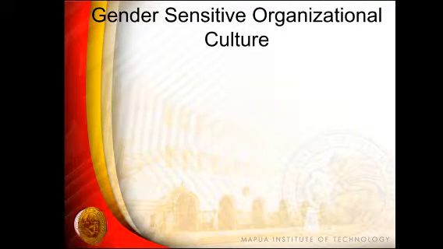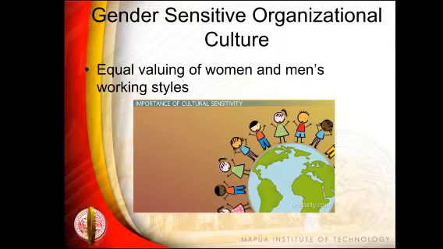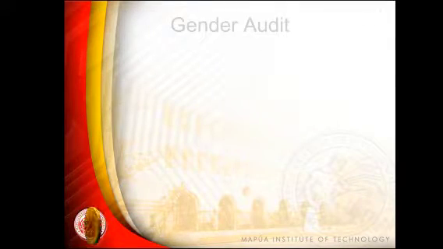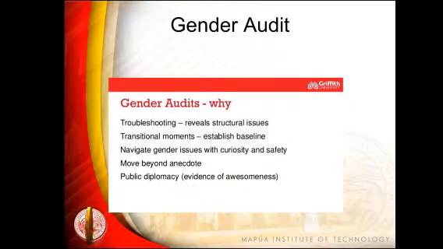Gender-sensitive organizational culture. Organizational change needs to be institutionalized by promoting gender-balanced staff, gender-sensitive governance structure, and equal valuing of women and men's working styles. Gender audit. A gender audit of institutions should be carried out by gender experts to review curriculum, policies, programs, and interventions. And why do we need to use gender audits?